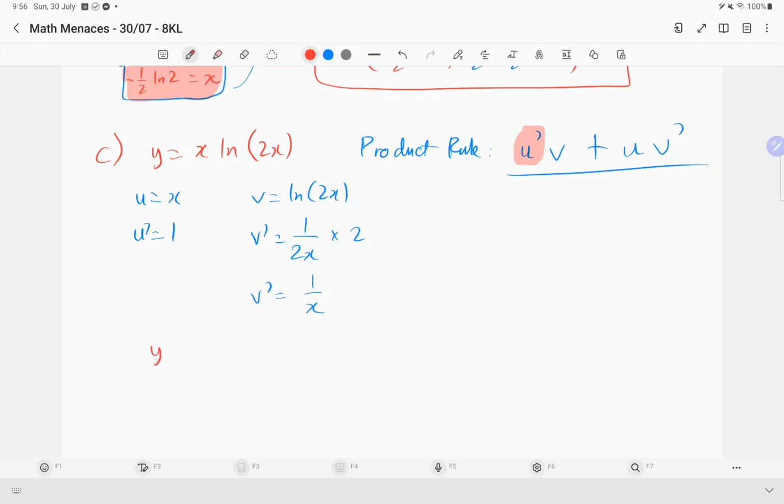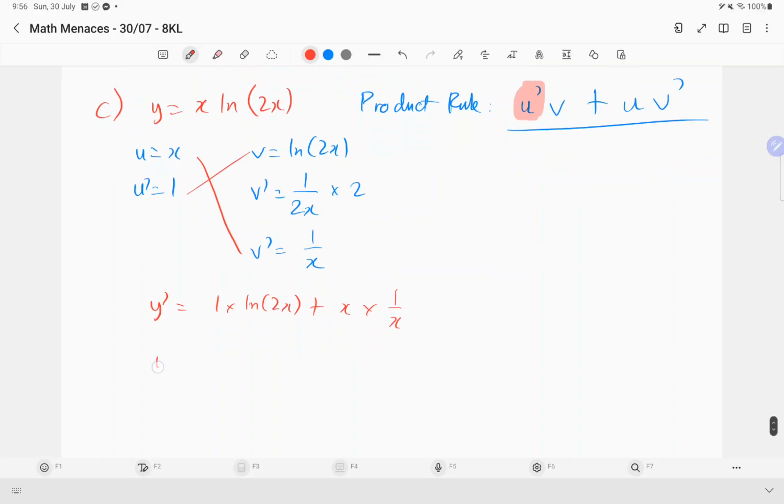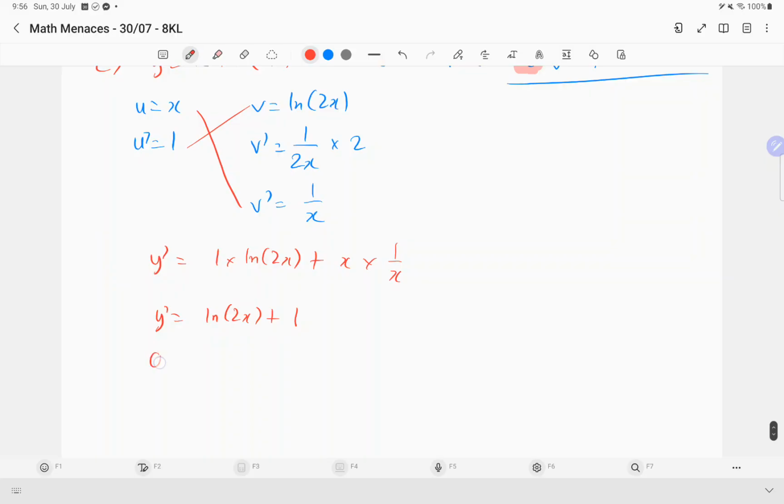So then y dash would be, you sort of multiply them across like that. So u dash v, that's 1 times ln 2x, and then plus x times 1 over x, which conveniently turns into ln 2x plus 1. That's y dash, and then we solve y dash equals to 0, ln of 2x plus 1, so then minus 1 equals to ln of 2x. How do we continue here?